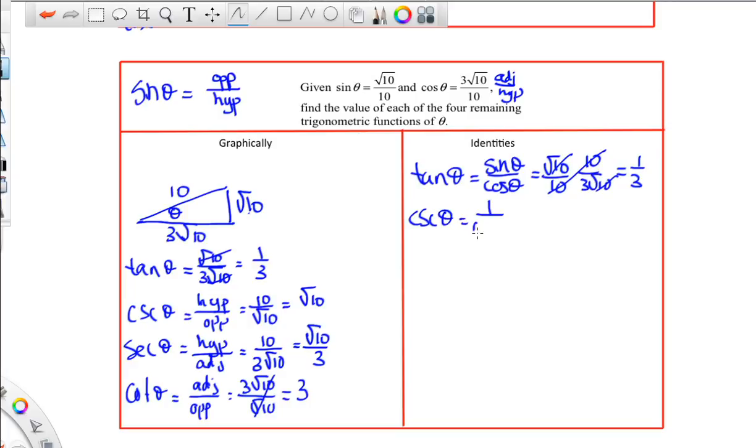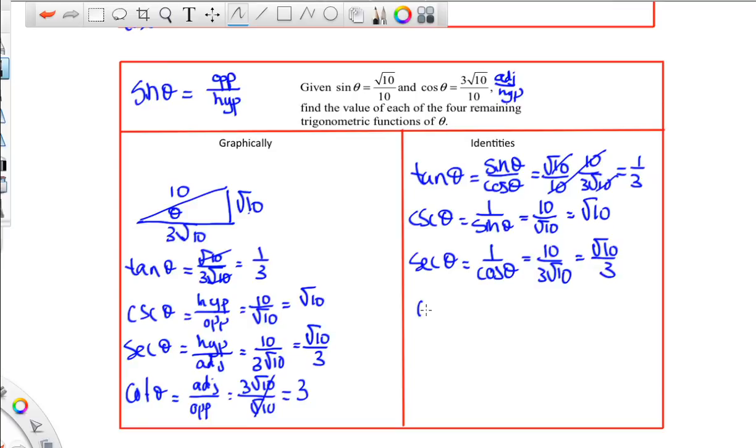The cosecant would be 1 over the sine flipped. Cosecant is related to the sine somehow. So flip this one. So that's 10 divided by the square root of 10, multiplied by the square root of 10. So that would be the square root of 10. Secant. So the secant is 1 over the cosine. So I'm going to take the cosine and flip it. So that's 10 divided by 3 square root of 10. And multiplying that one out, or rationalizing, would have given us the square root of 10 over 3.